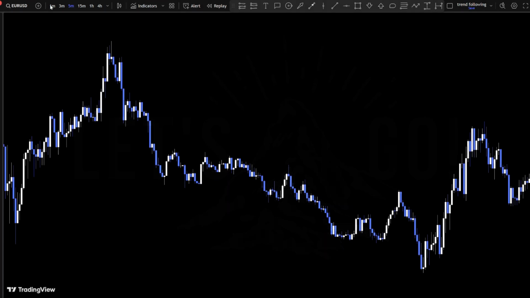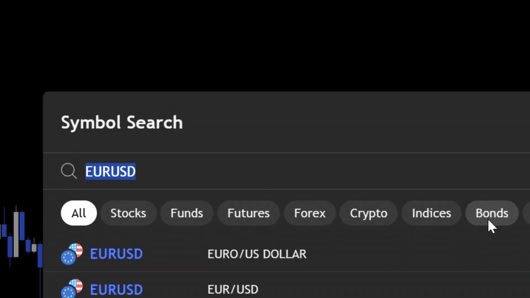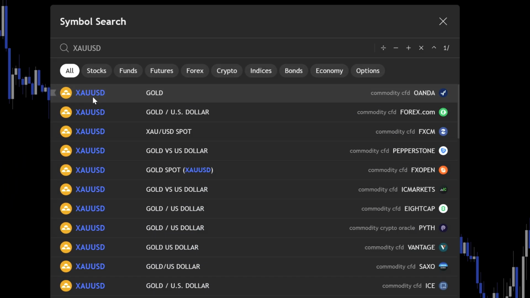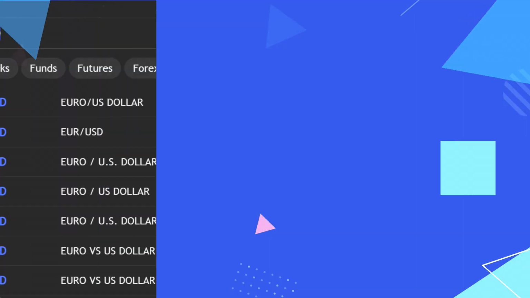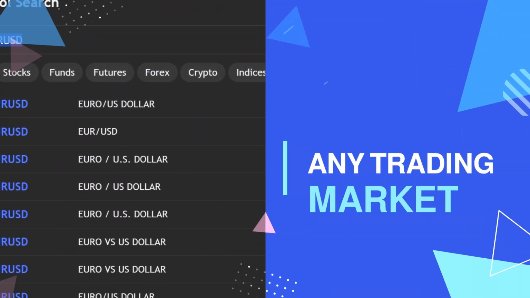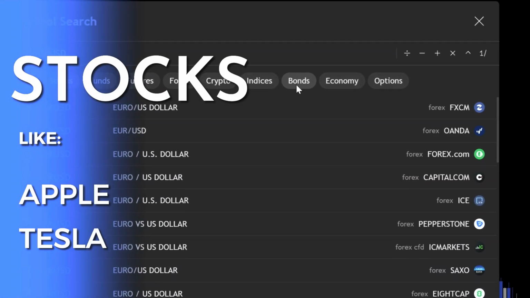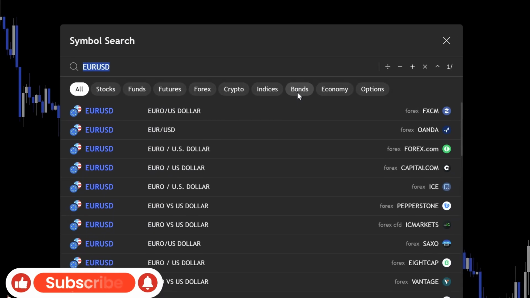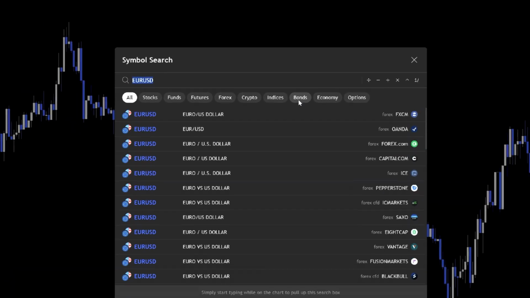I'm going to use gold on a 5-minute time frame since it's a market that moves enough to show us how this strategy works in action. But here's the thing, you don't have to stick with gold. This strategy works on any market you're trading, whether it's a forex pair like EUR/USD, stocks like Apple or Tesla, or even crypto like Bitcoin or Ethereum. It's all about how the price moves, which happens in every market, so you can use this approach on whatever you're already trading or feel most comfortable with.